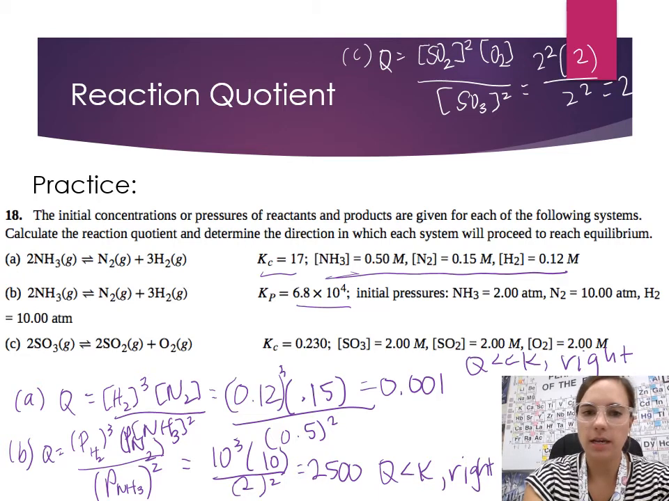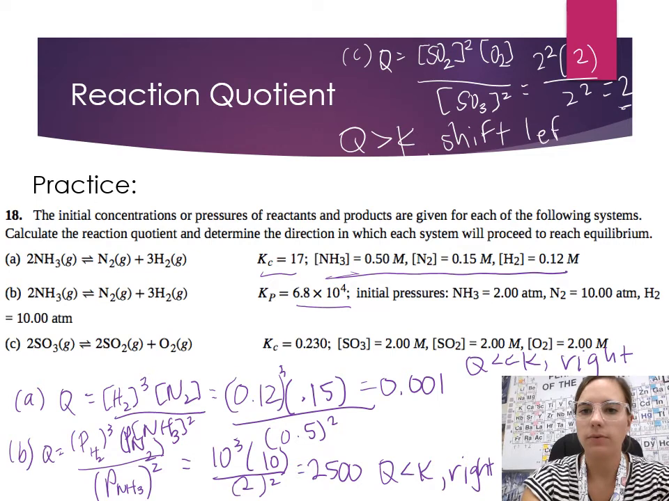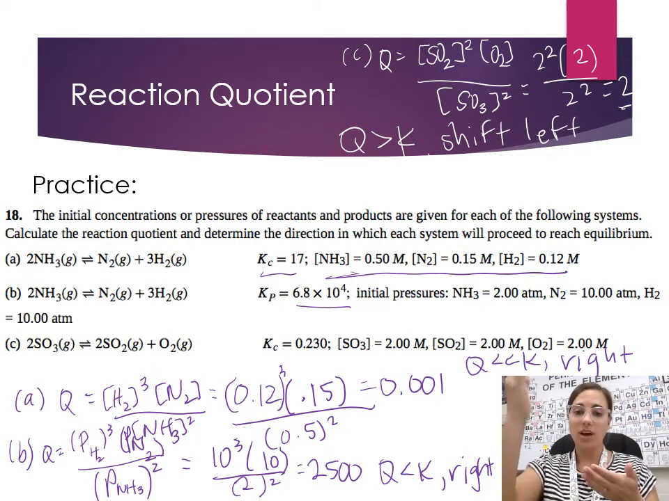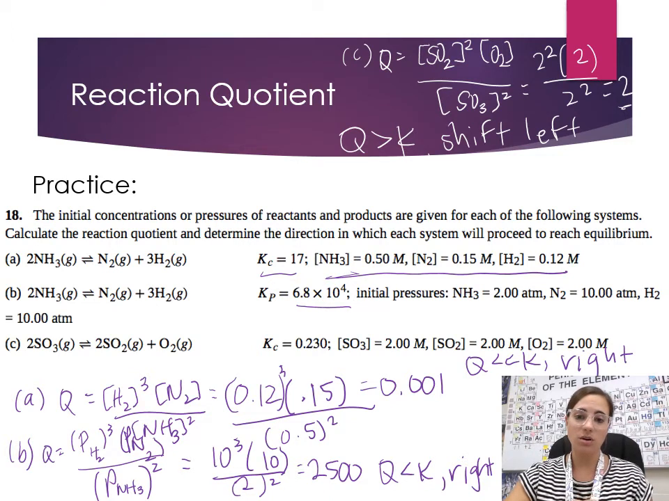It tells me that K is 0.23. So this time Q is greater than K, so we are going to shift left. Because if Q is greater than K, Q has to decrease in order to equal K at equilibrium, so we have to shift to the left.